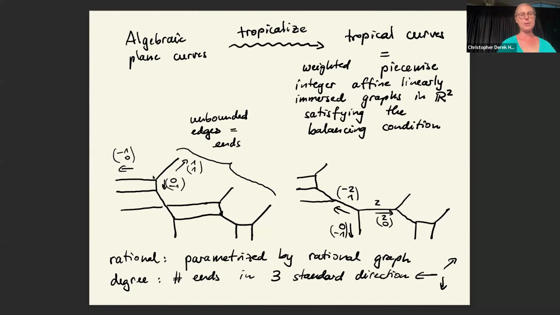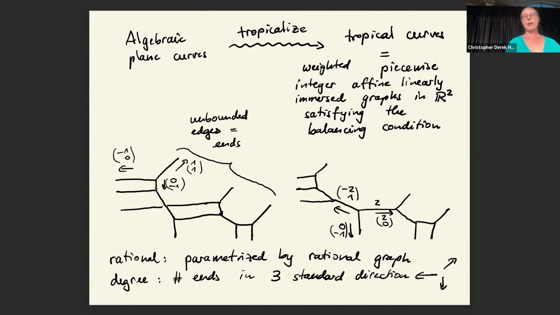So for example, for this vertex, we have this end pointing to the left, so (-1, 0) is the direction. We have this diagonal end pointing diagonally upwards, (1, 1) is the direction. And we have this bounded edge that goes down, it has direction (0, -1), and those three vectors actually add up to 0. And that has to be satisfied for every vertex.